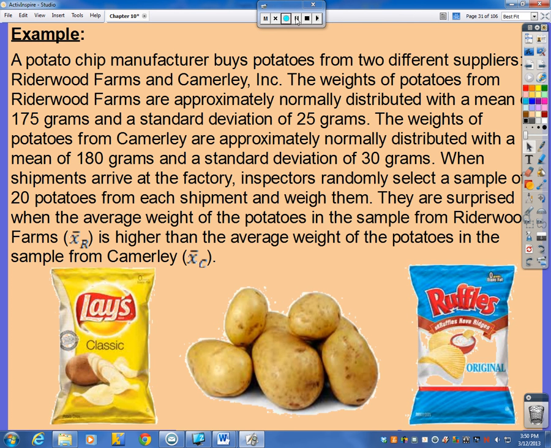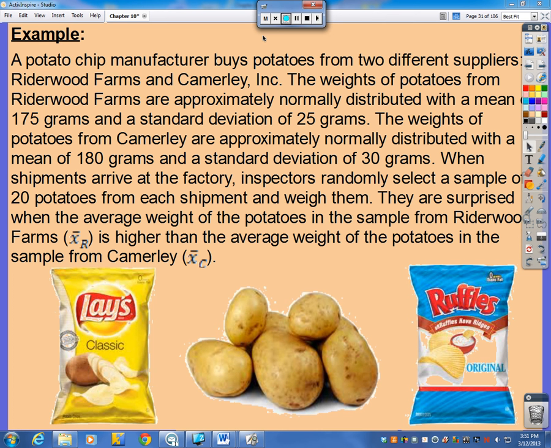So here's the example we're going to look at. A potato chip manufacturer buys potatoes from two different suppliers, Riderwood Farms and Cammerly Incorporated. The weights of potatoes from Riderwood Farms are approximately normally distributed with a mean of 175 grams and a standard deviation of 25 grams. The weights of potatoes from Cammerly are approximately normally distributed with a mean of 180 grams and a standard deviation of 30 grams. When shipments arrive at the factory, inspectors randomly select a sample of 20 potatoes from each shipment and weigh them.